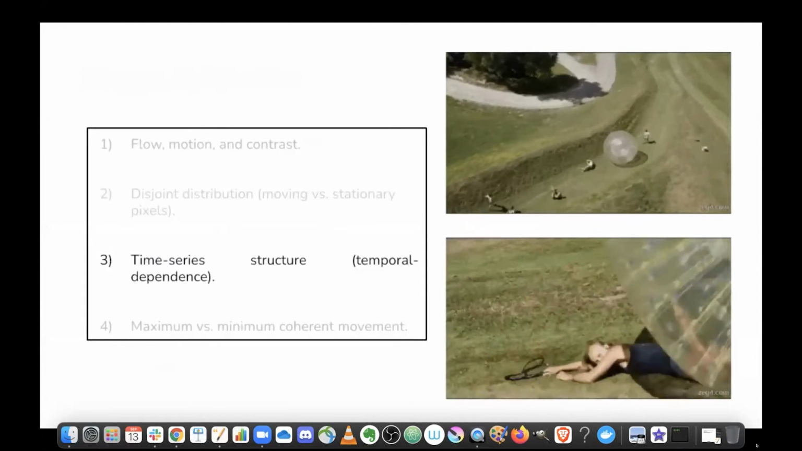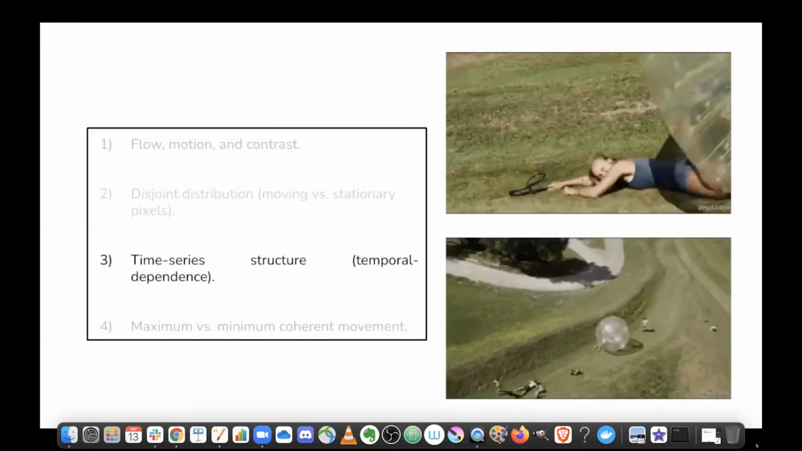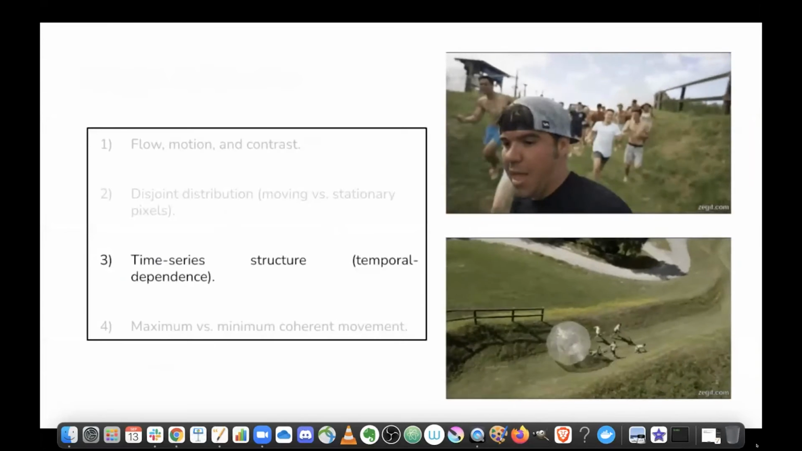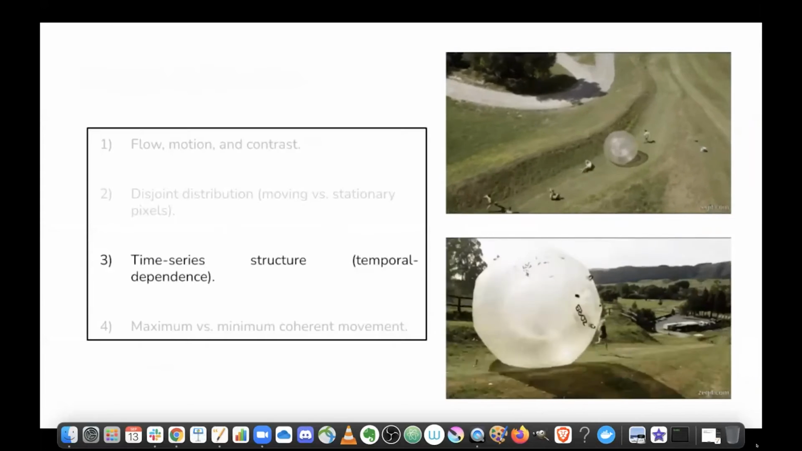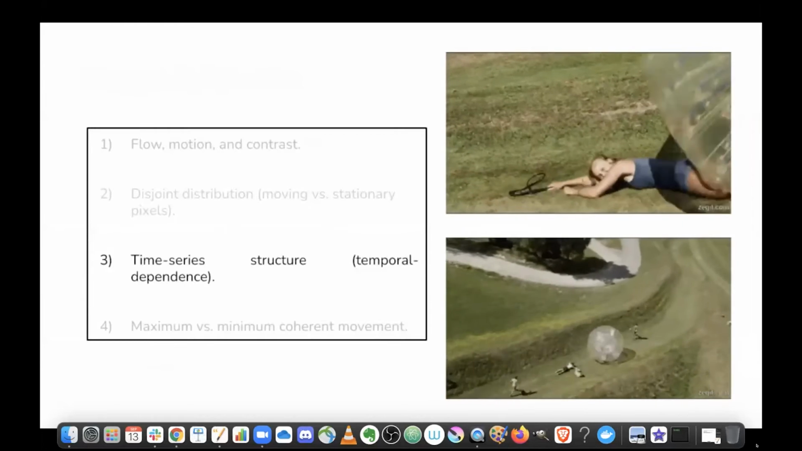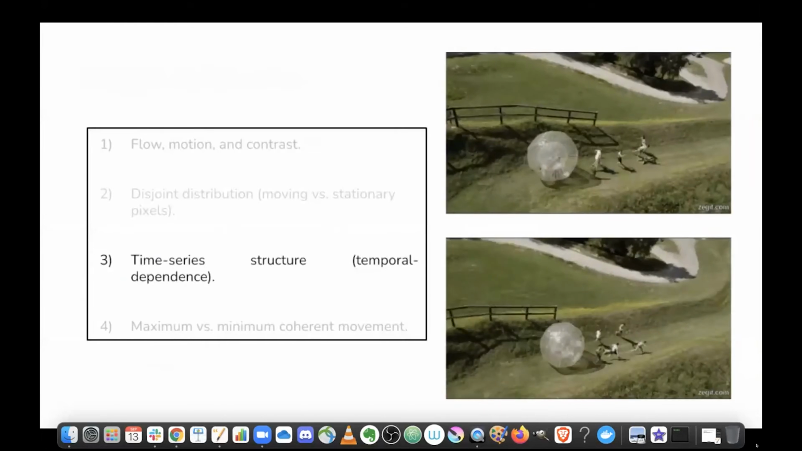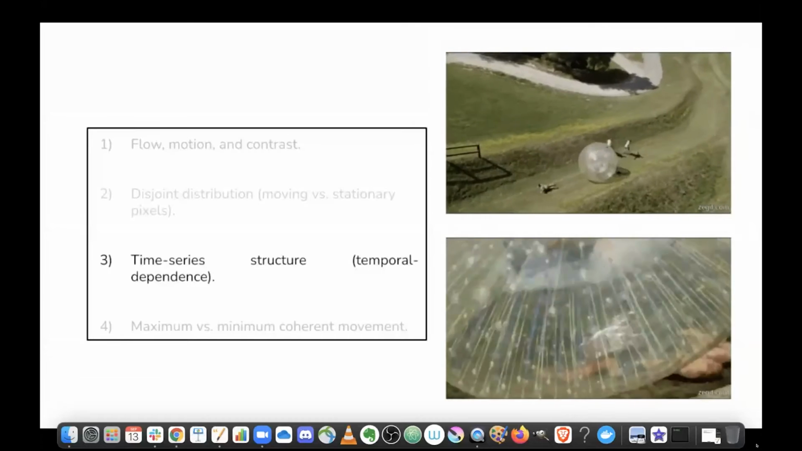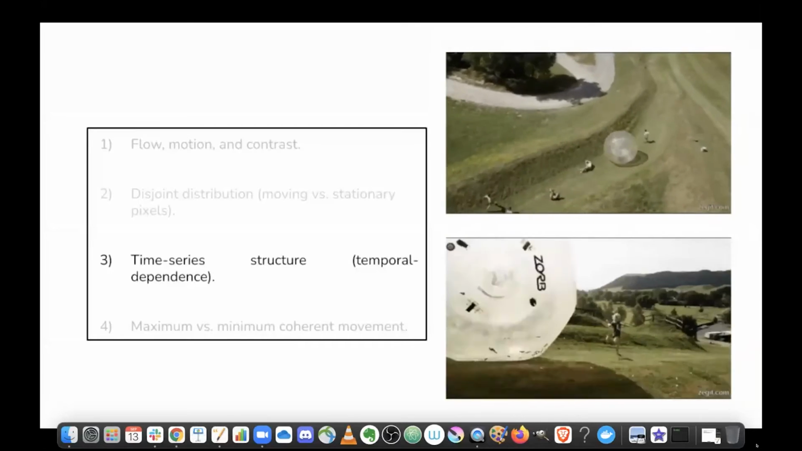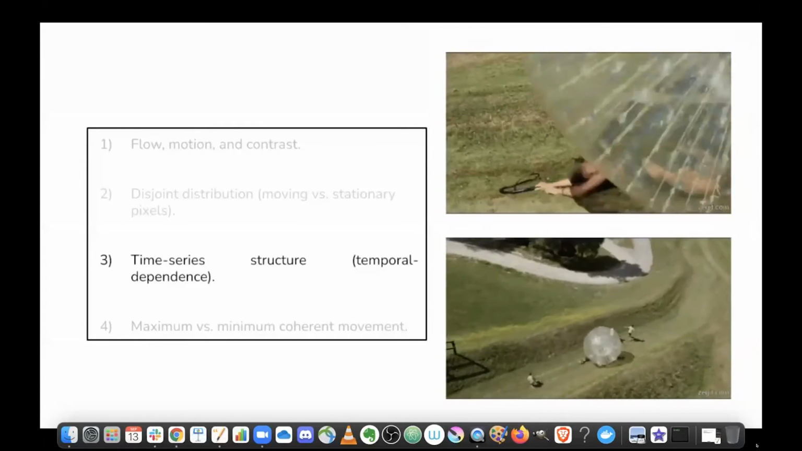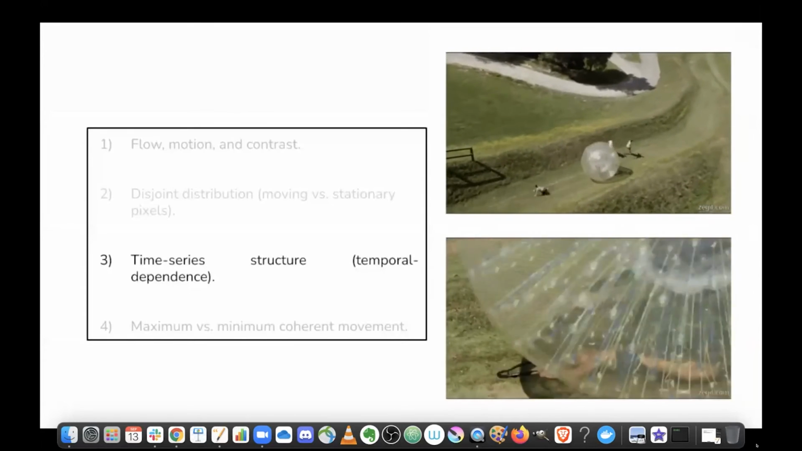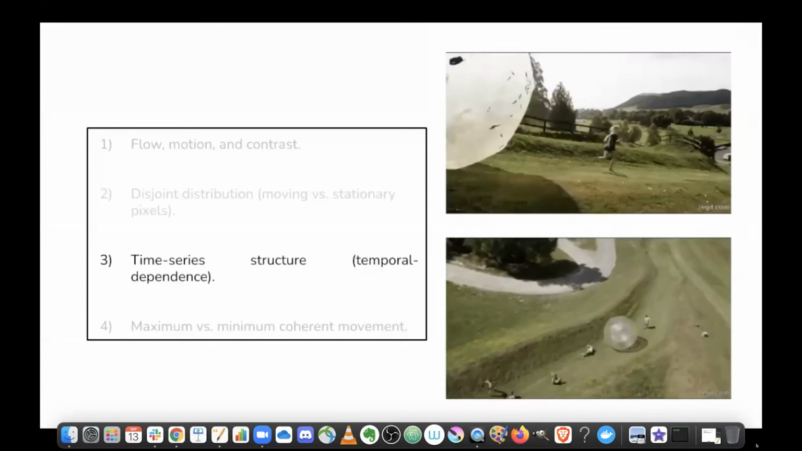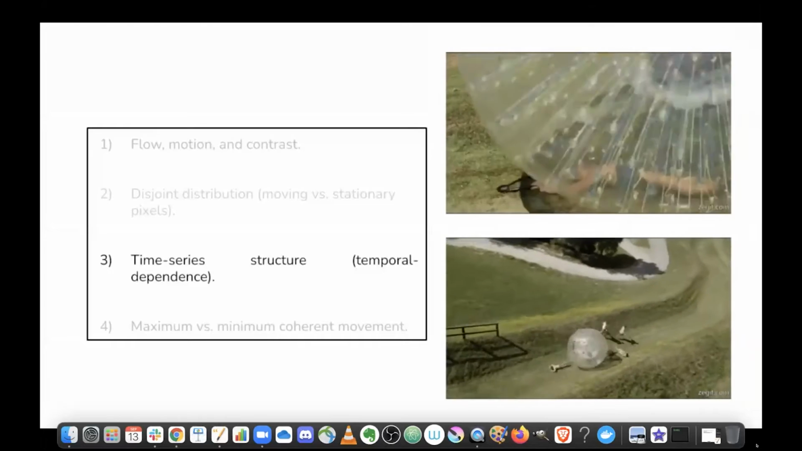We also have time series structure, and this is temporal dependence. We talked about spatiotemporal dependence before, but this is a nice example from this movie that I have of people being chased down a hill by a Zorb. In the top image, there's a whole group of scenes that happen, and there's this sequence of events that you can follow. So it's easy to see that the ball is traveling down the hill towards these people. They're getting caught by the ball, it rolls over them, and it's chasing them down the hill.